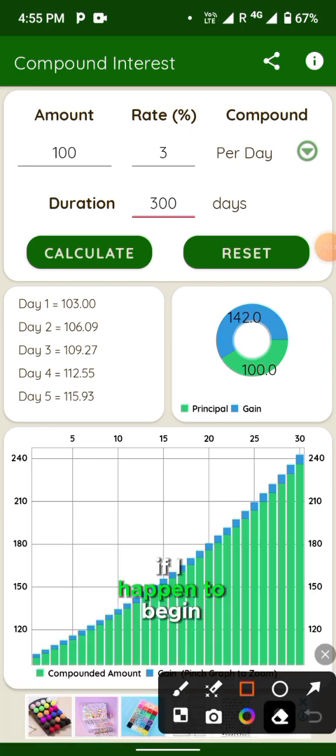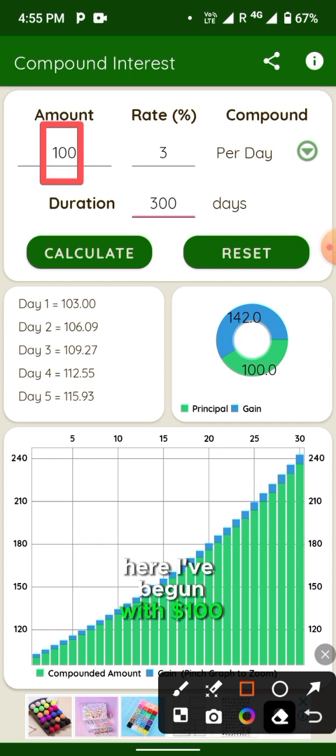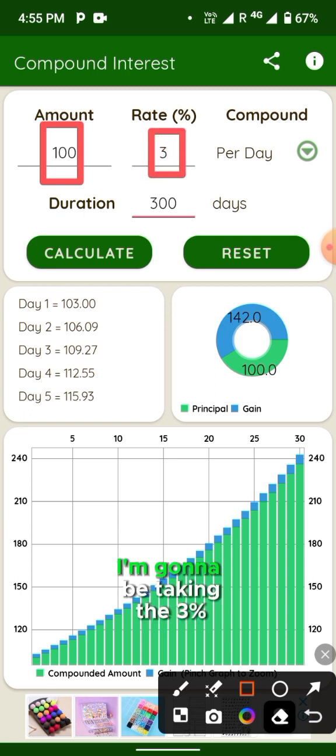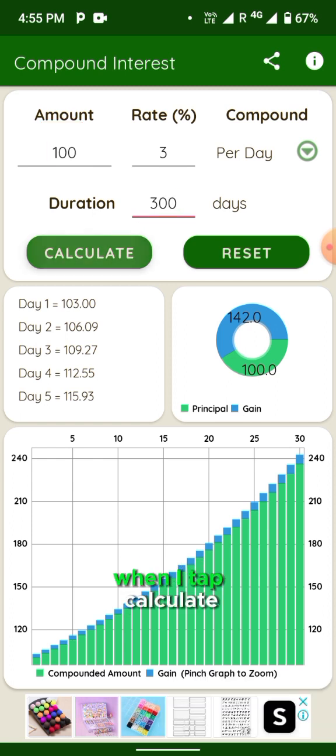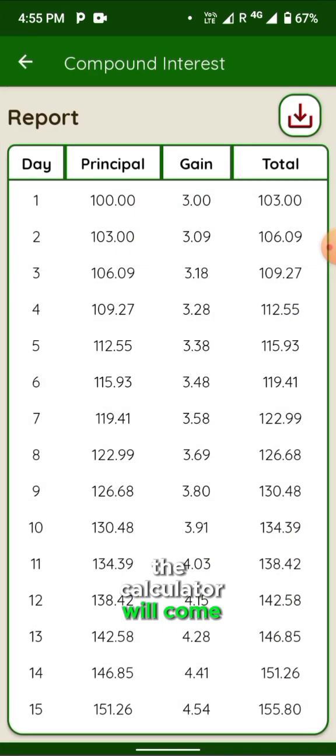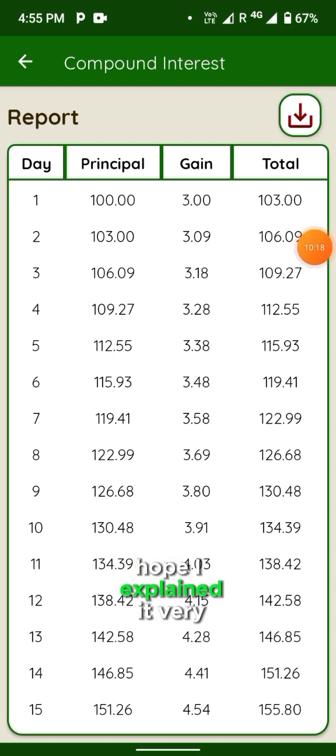If I begin with $100 here, I'm giving an example, and I'm going to be taking 3% wherever I trade, and I'm going to trade for 300 days. Hope that one is all right. And this I'm going to calculate. I'm going to tap calculate here. When I tap calculate, the calculator will come in and show you the beginning and the end. Hope I explained it very well.